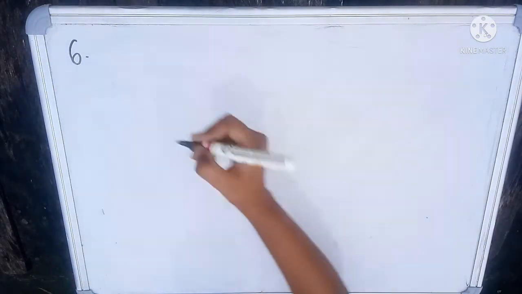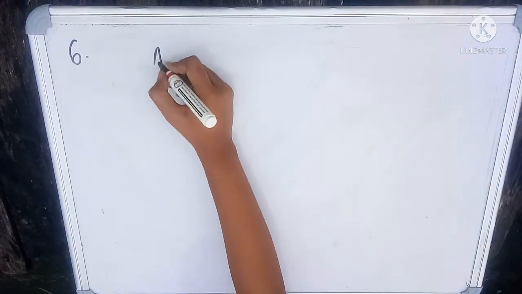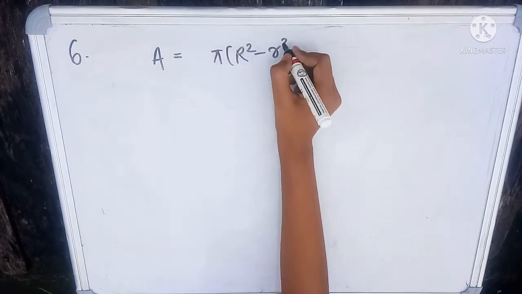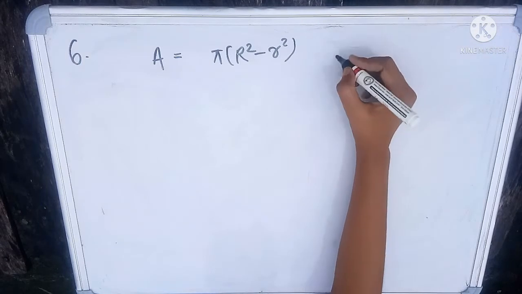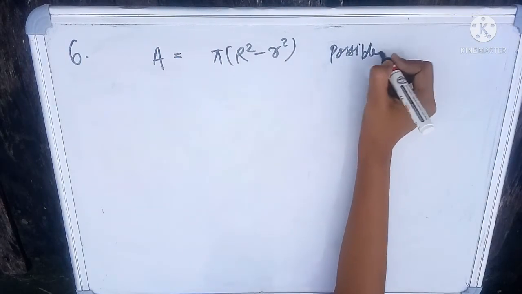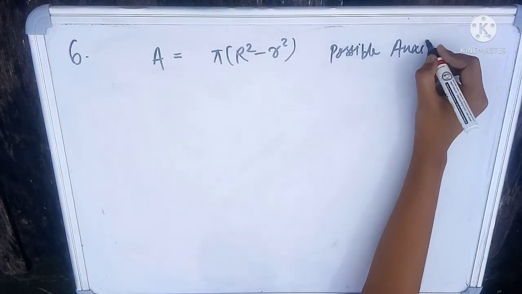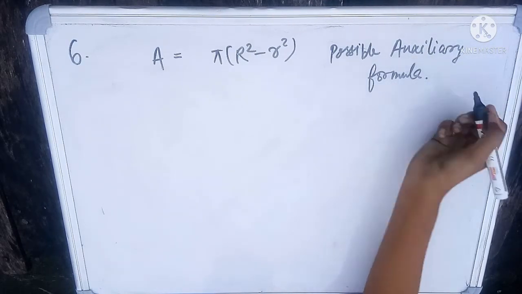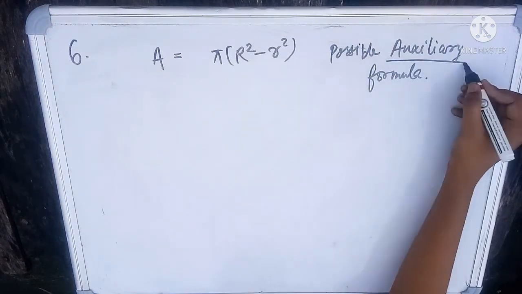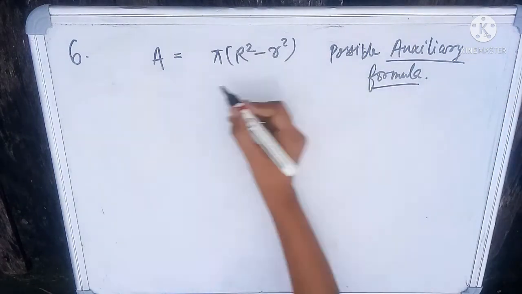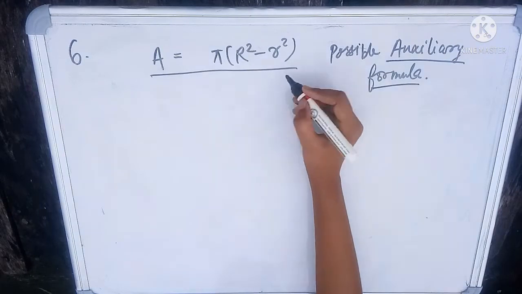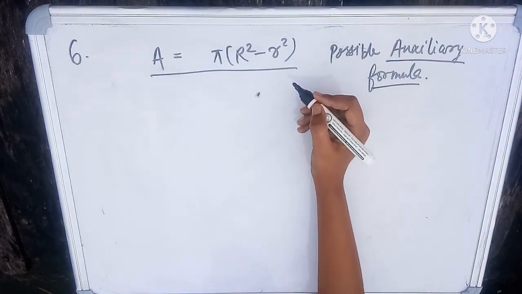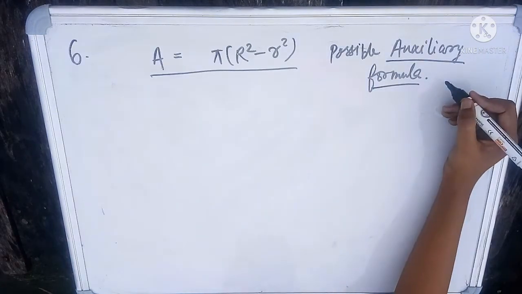Question number 6. It says that here we have a formula which is a is equal to pi multiplied by capital R square minus small r square, and we have to find all the possible auxiliary formulas. So we all know what an auxiliary formula is. If we are given one formula, then for every variable we make it the subject one by one and calculate all the formulas, and those formulas we call auxiliary formulas.